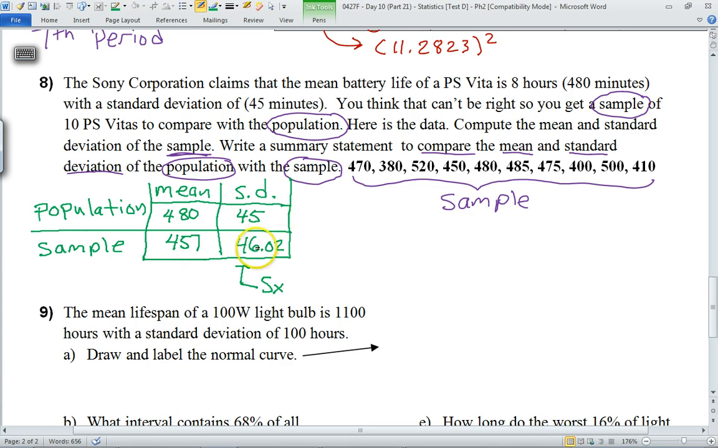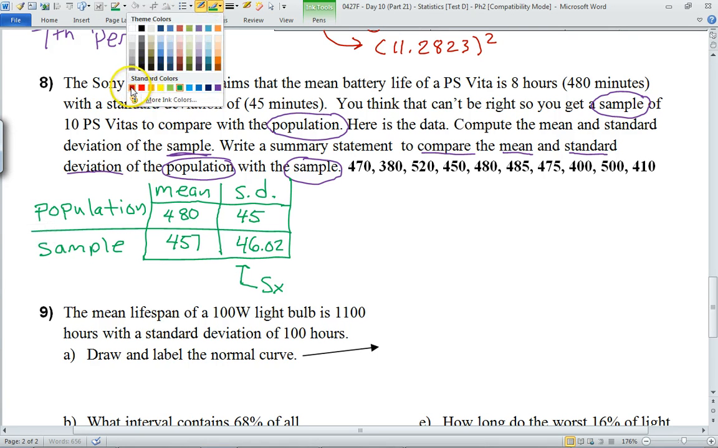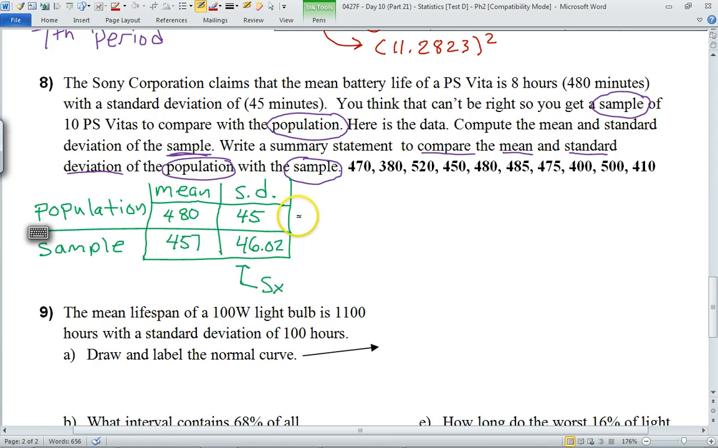Okay, for the standard deviation. So the sample had a slightly higher standard deviation. So basically I'm just going to put all that into words. I'm going to write two sentences. Okay, let me color coordinate them. Alright, the red sentence I'm about to write pertains to the population.